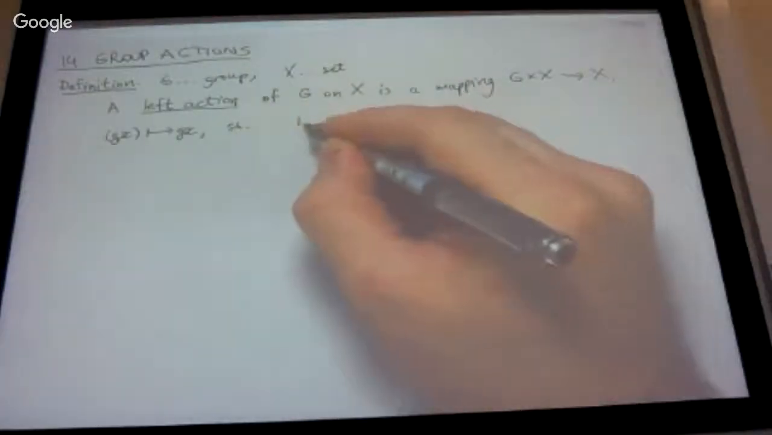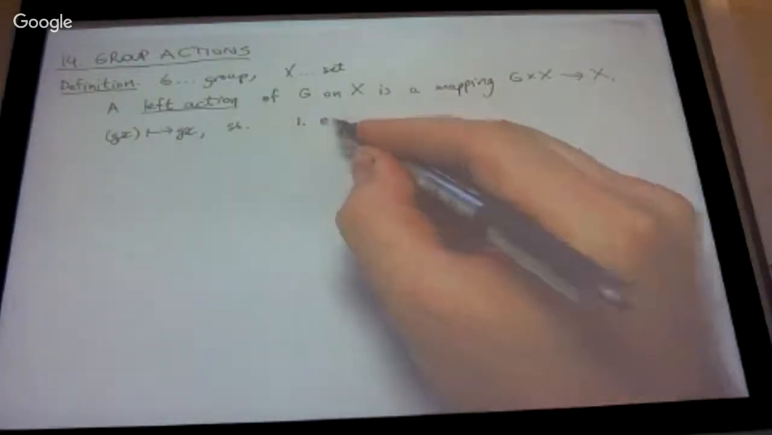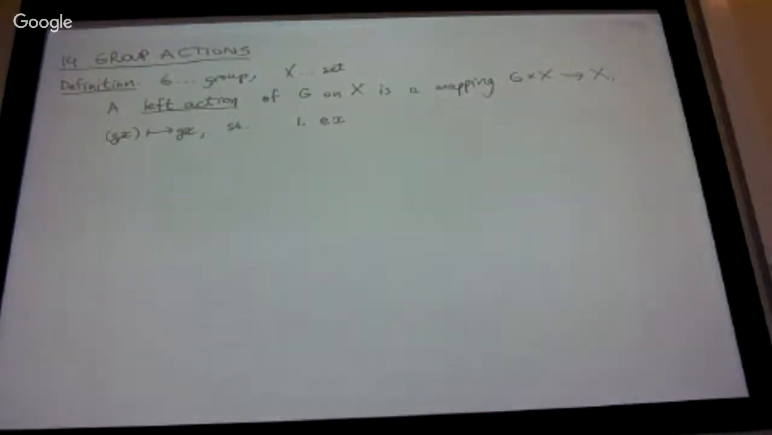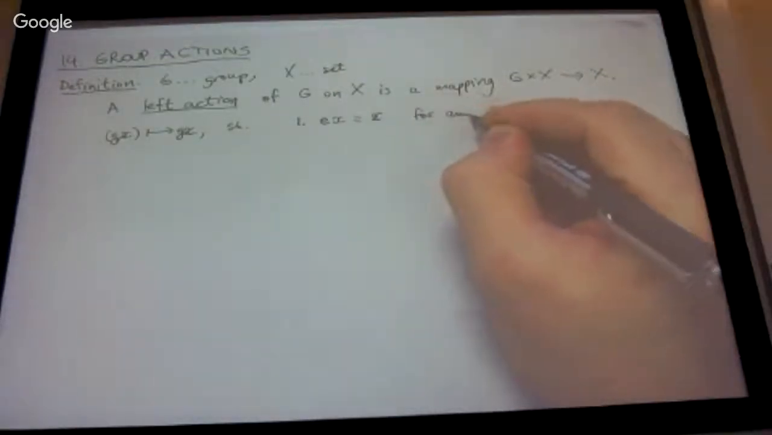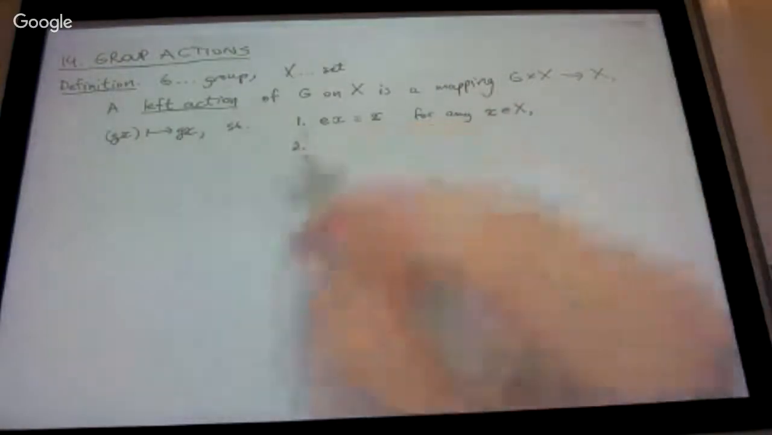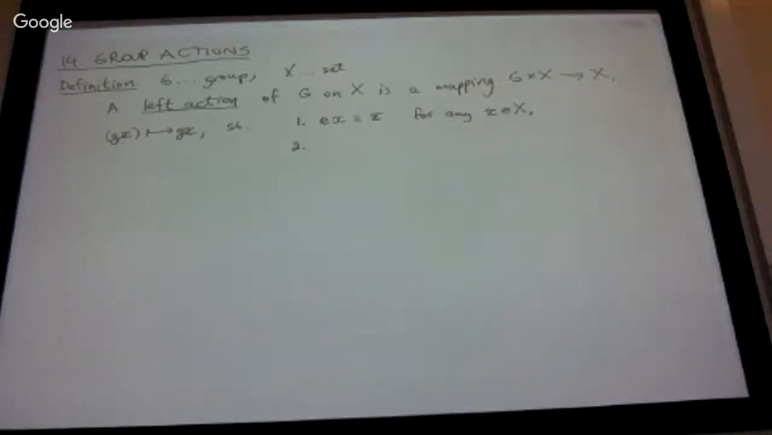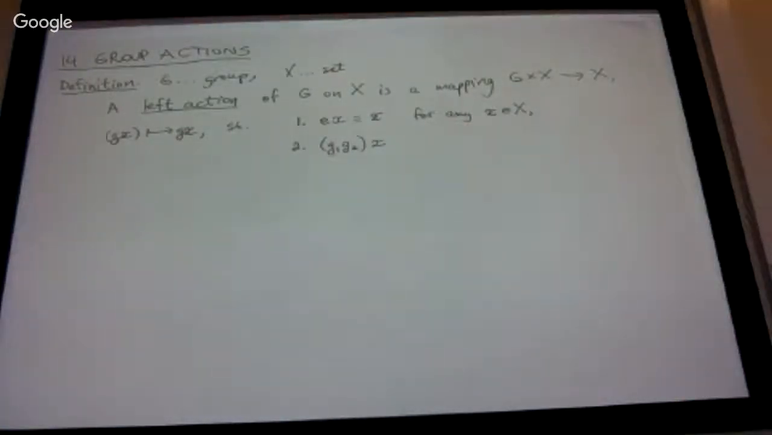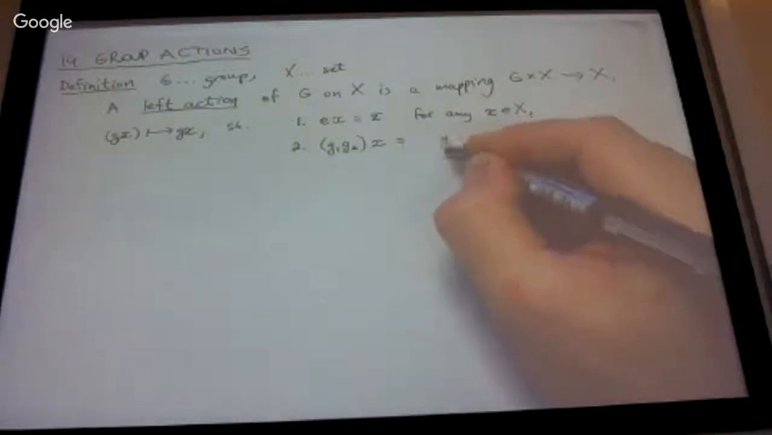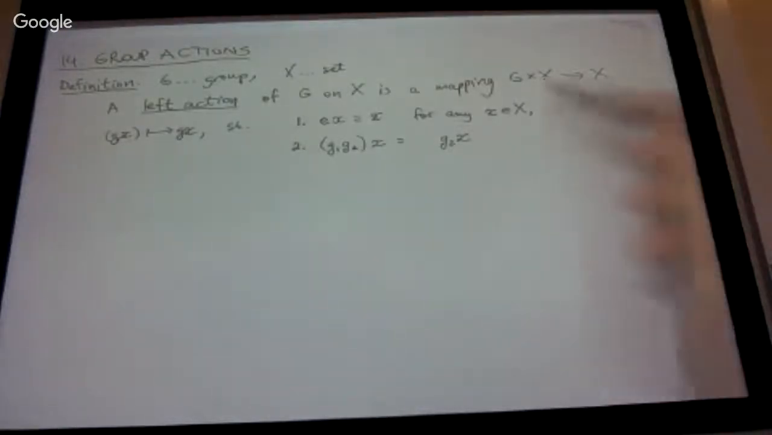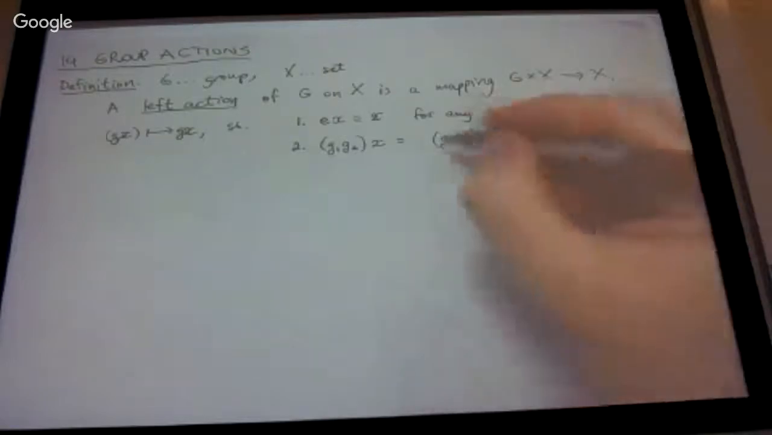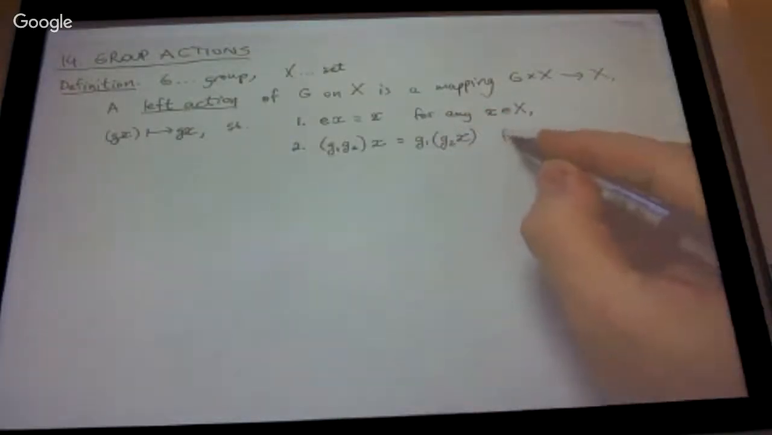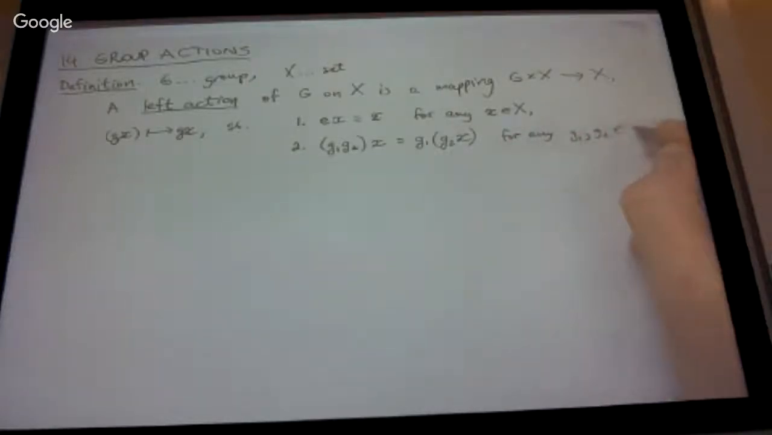Which has to satisfy two conditions. The first condition is that if you take the identity and act on anything in that set, what do you think you get? X. Yeah. And the second thing is, if you take a product of two elements of the group and you act on an element of X, what you get is the same as if you only acted on x by the second element, g2, and then, so this will be in X, you can act again by g1. These g's are in G and x is in X.